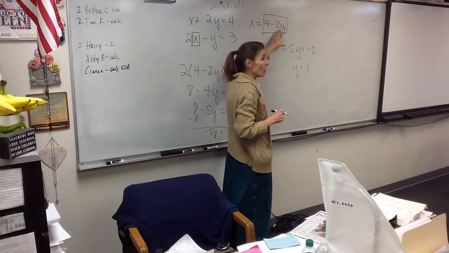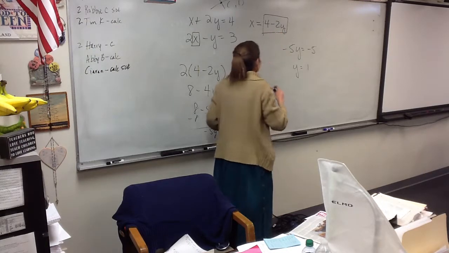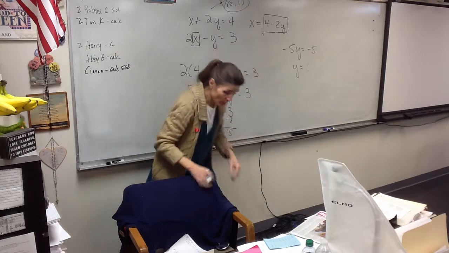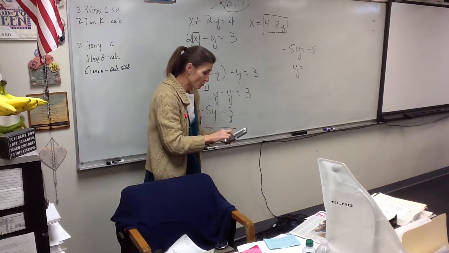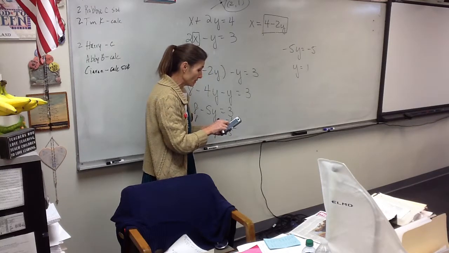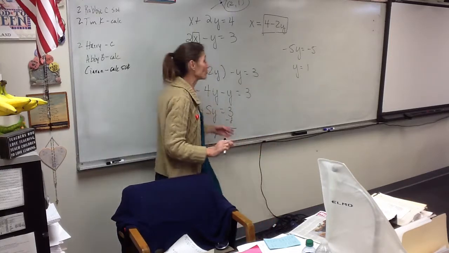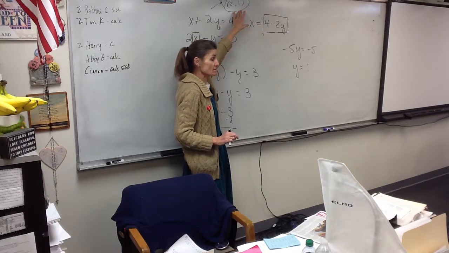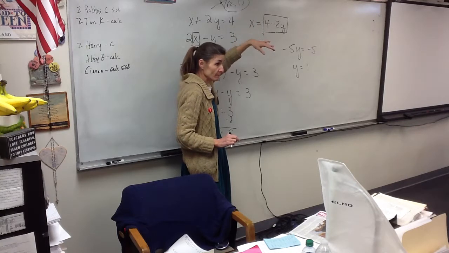So if I plug in 1, then x will be 2. That's the answer to the question. So you don't have to graph it. No graphing necessary. You are just going to find the ordered pair, and you're going to write it as an ordered pair. This is how the answer will be expressed: (2, 1).